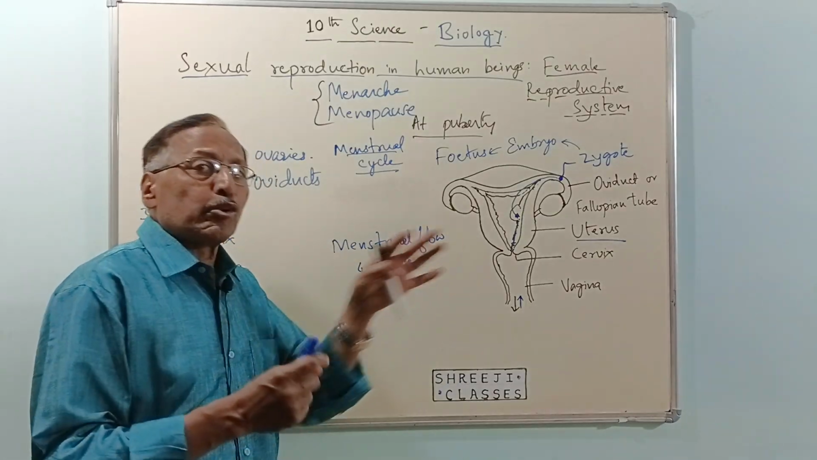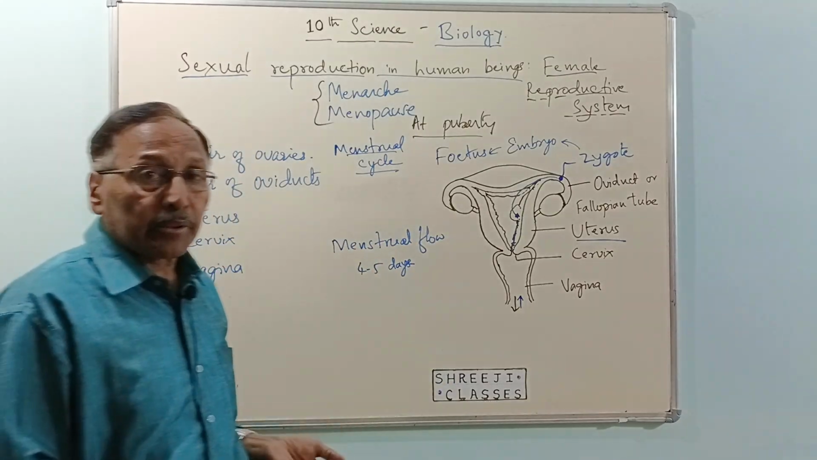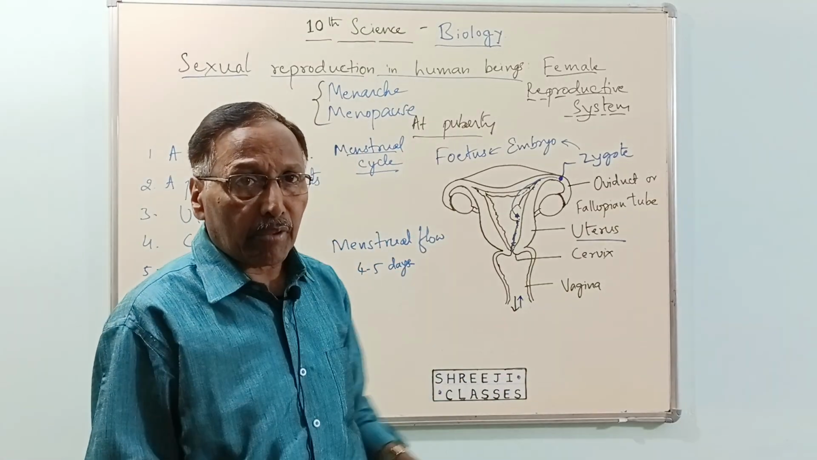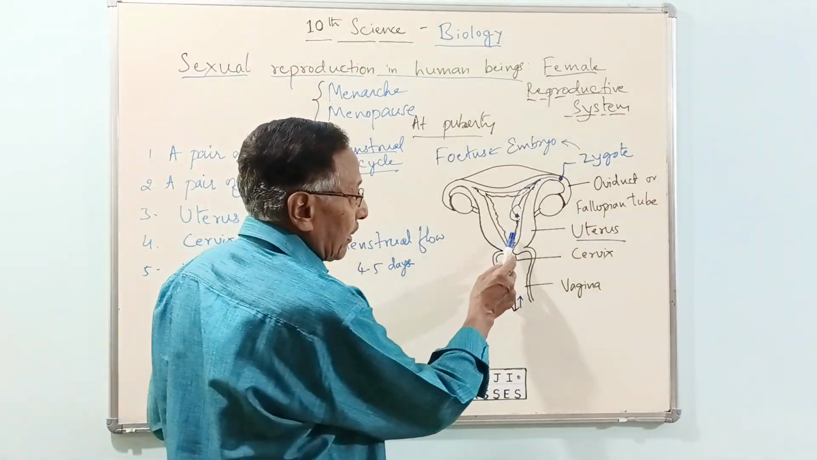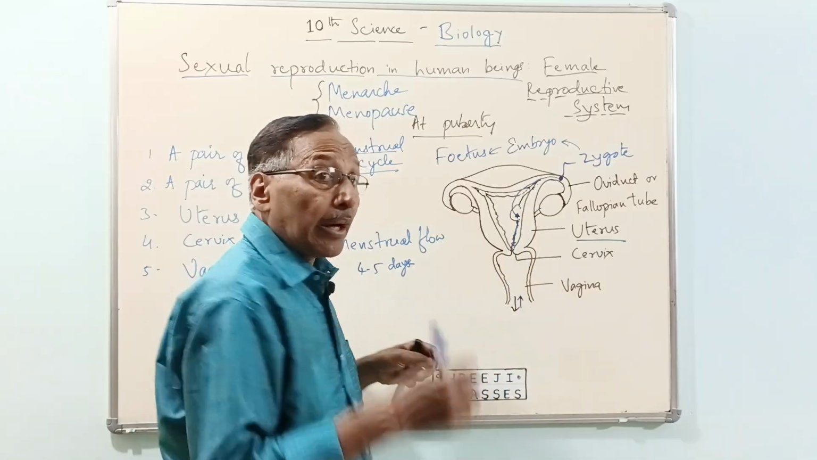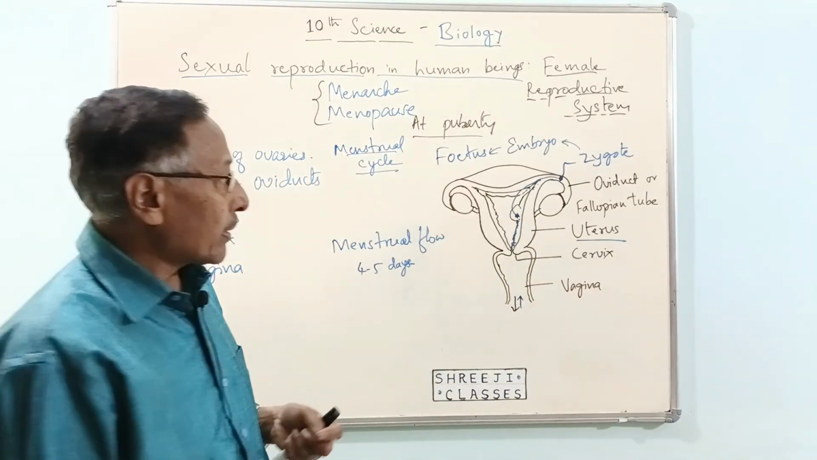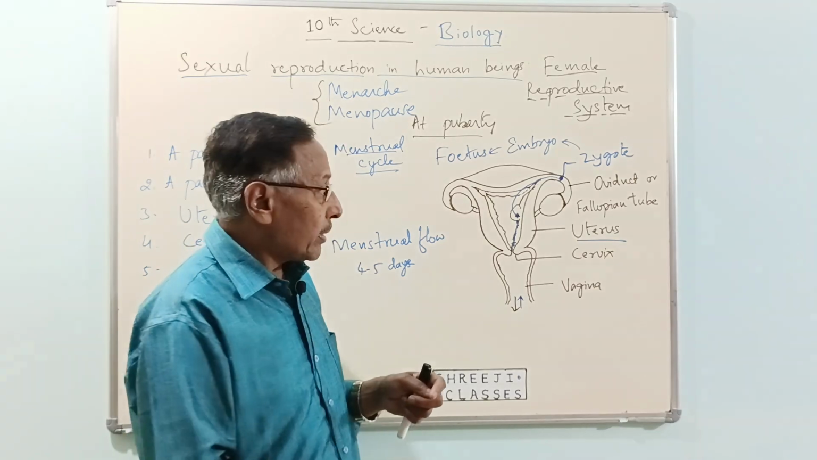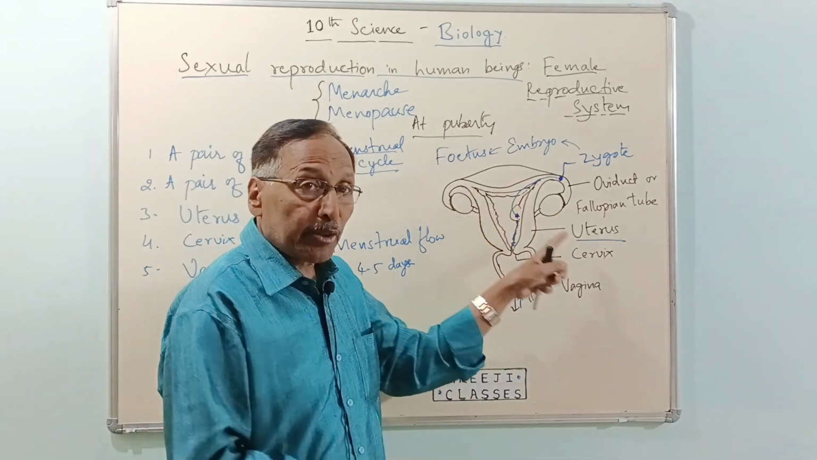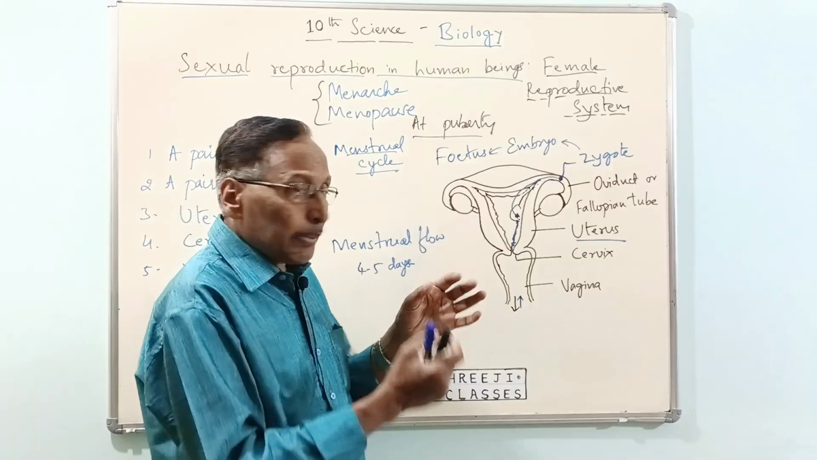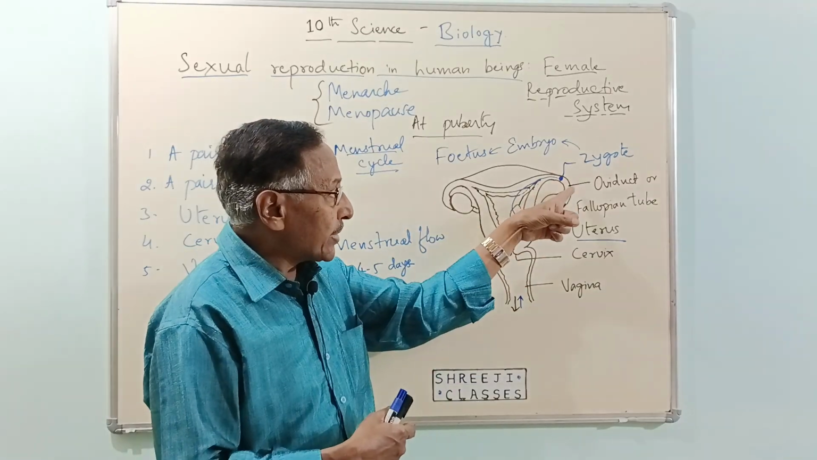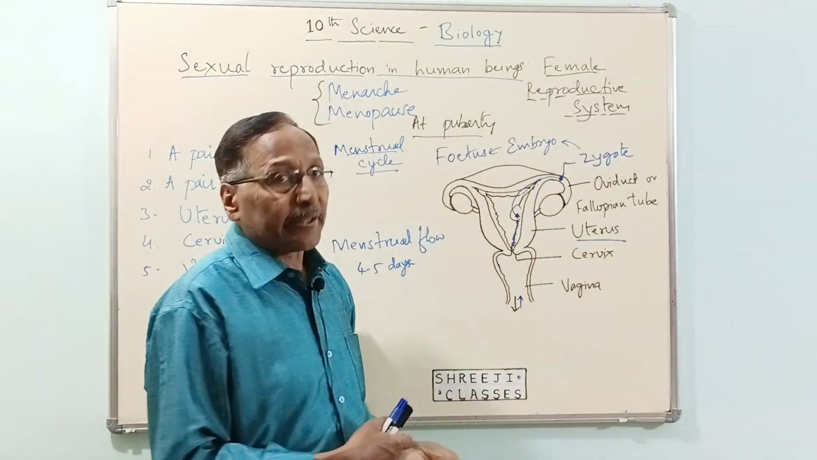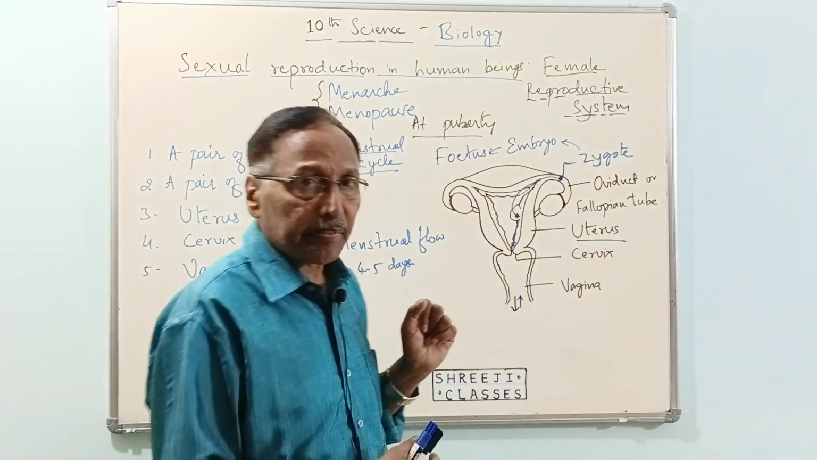After the menstrual flow stops, from the 6th day onwards, again the inner membrane of the uterus redevelops. New membrane is formed. New endometrium is formed in the uterus. And it becomes thicker in order to receive or to anticipate a fertilized egg to come and reach here. Right?